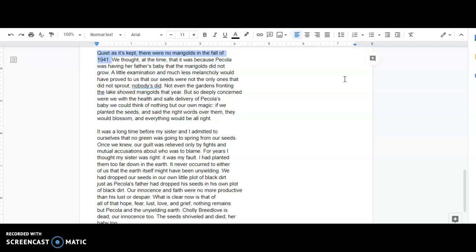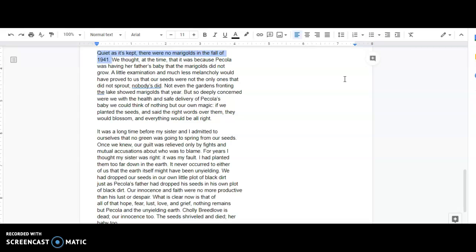We thought at the time that it was because Piccola was having her father's baby that the marigolds did not grow. A little examination and much less melancholy would have proved to us that our seeds were not the only ones that did not sprout. Nobody's did. Not even the gardens fronting the lake showed marigolds that year. But so deeply concerned were we with the health and safe delivery of Piccola's baby, we could think of nothing but our own magic. If we planted the seeds and said the right words over them, they would blossom and everything would be all right."